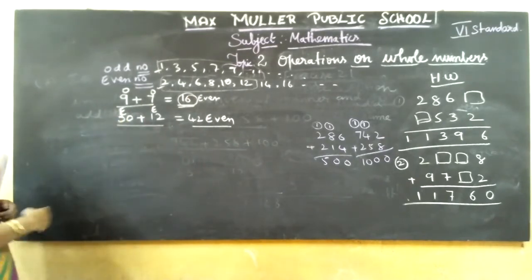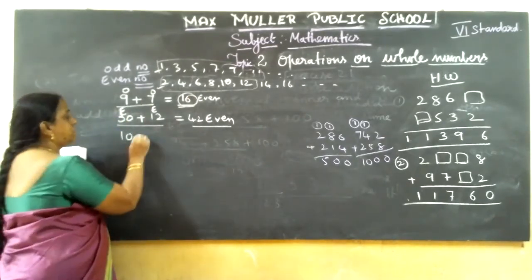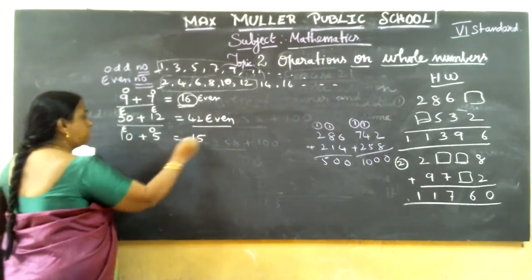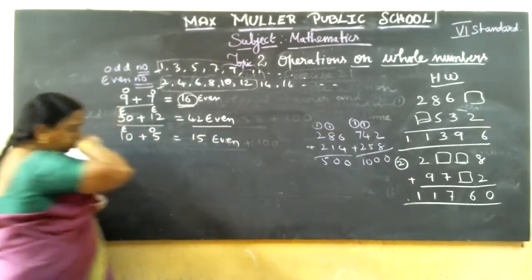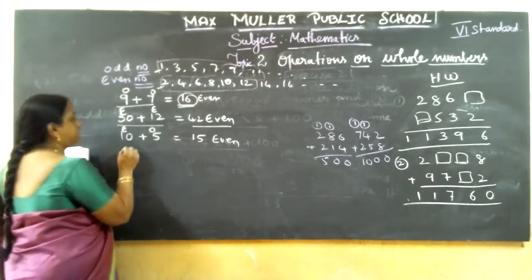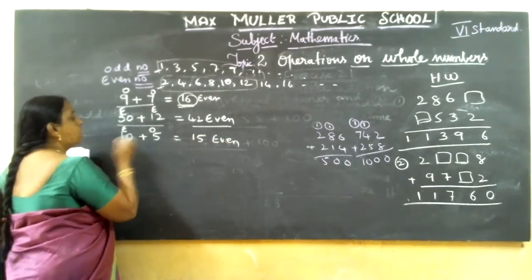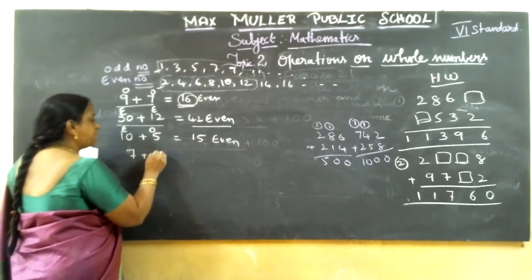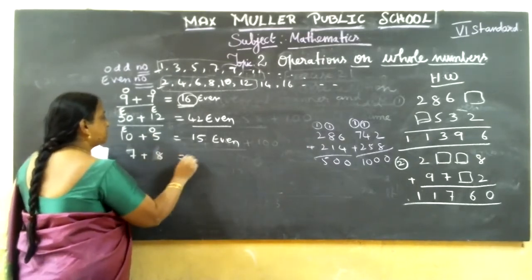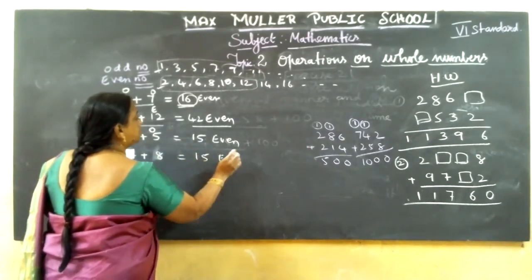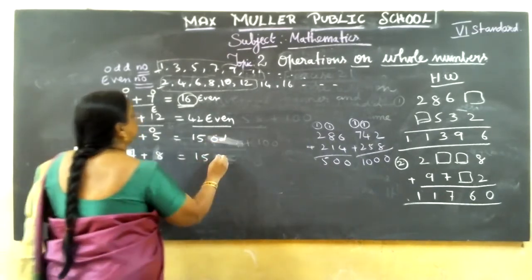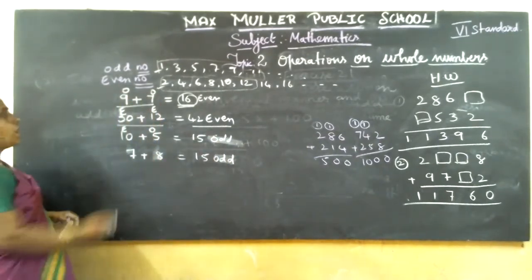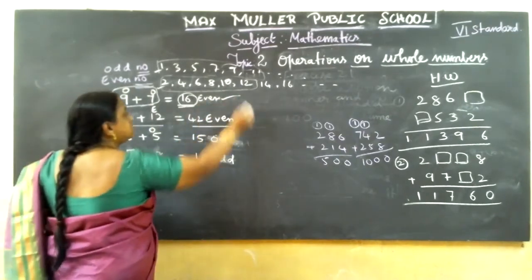I'll take one odd number and one even number. So this 10 is what? Even, plus 5, an odd number. So what did we get? 15. So even plus odd, we got the answer odd. Are you getting it? See, wait, I'll give one more example. So I'll take odd number plus even number. Odd number I will take 7 plus even number 8. What will I get? 15. Odd number.